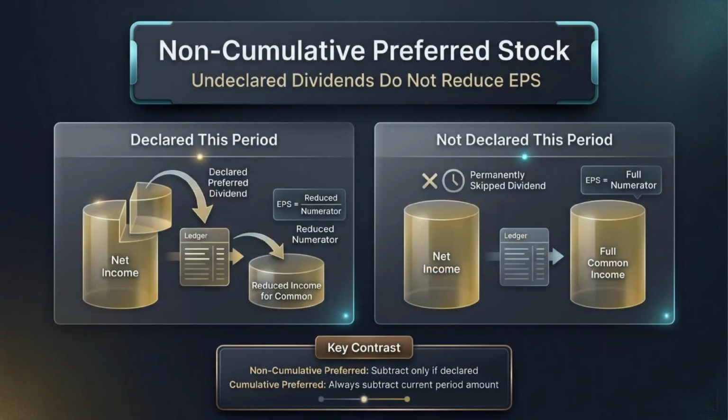Non-cumulative preferred stock works differently. If the board declares the dividend, deduct the declared amount. If the board does not declare it, the missed dividend does not accumulate and it does not reduce the EPS numerator. This is the clean contrast. Cumulative preferred means deduct the current period amount even if undeclared. Non-cumulative preferred means deduct only what was declared.